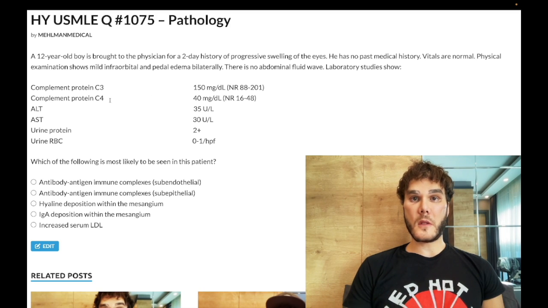Complement protein C3, C4 normal. I'll talk about this as we move through the clip. ALT, AST normal, should be under 50. And then he's got proteinuria. He's got no RBCs in the urine. What's most likely to be seen in this patient?